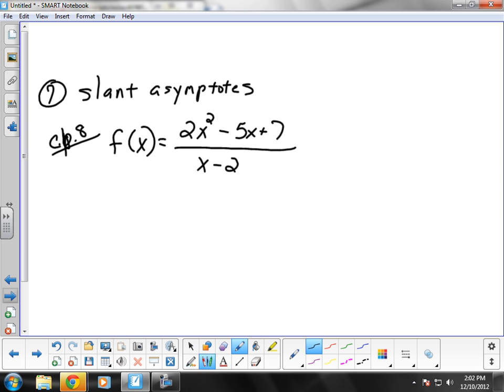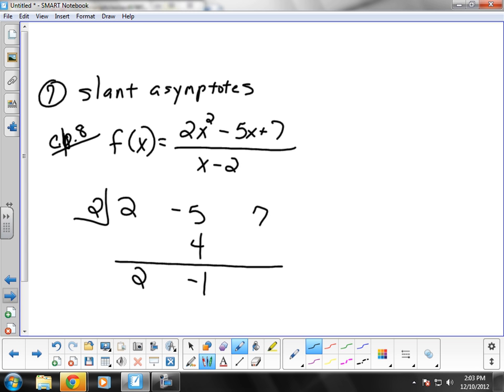And they were nice on this one that they gave us. We can actually do synthetic division with this, right? Is it in the right form for synthetic division? Yes, it's being divided by x minus a number. So I'm just going to pull this out. There's my 2. 2x squared minus 5x plus 7. And then bring down the 2. 2 times 2 is 4. Add that gives me negative 1. Get negative 2, and I add that and I get 5.